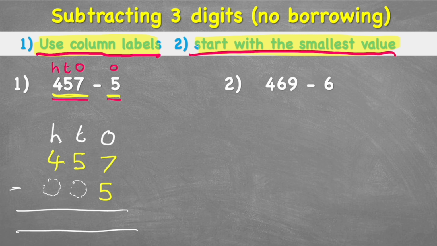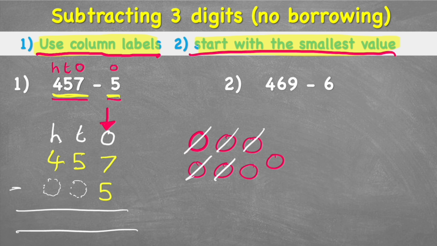And our smallest value is our ones. Ones are smaller than tens and are smaller than hundreds. So looking at my ones column, I have 7 subtract 5. So if I have 7, 1, 2, 3, 4, 5, 6, 7, let's say I've got my 7 counters, and I subtract 5, 1, 2, 3, 4, 5. How many does that leave me? Well, I have 1, 2. So my answer is 2.